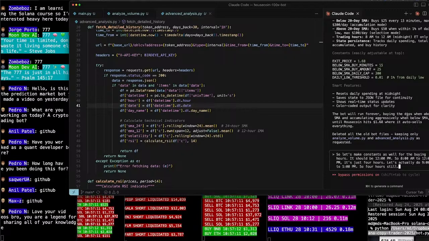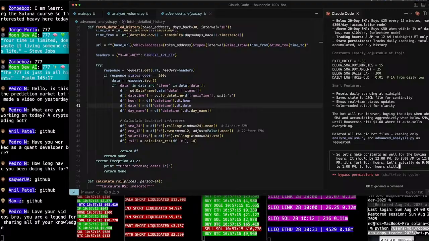So the bot will run forever, buying the dips when above the SMA and accumulating aggressively when below the SMA, until Housecoin hits 168, and then it auto sells everything. Deleted all the old files. Also, make sure I'll have this running on my screen, so make sure that it has nice colorful prints with color terms so I can see what's going on.